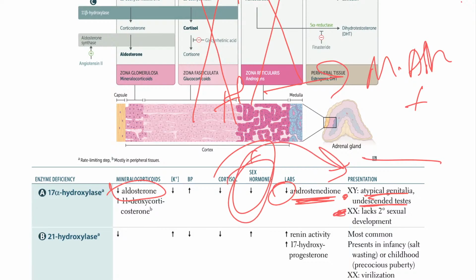In a female, you're going to lack secondary sexual development because everybody's normally the dominant is female unless you have the sex hormones, which convert everything into the genitalia being formed and formation of testes. And here with the female, you just can't make the secondary sexual development.